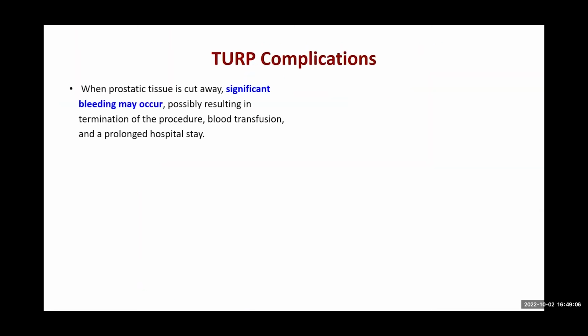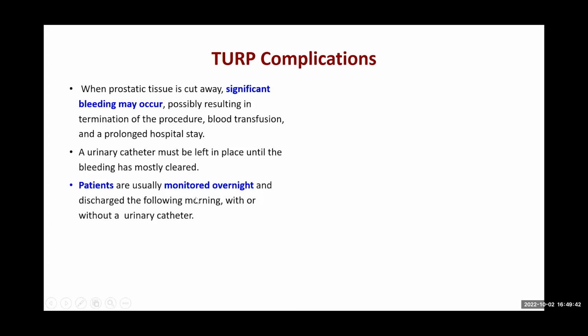Right, so there are some complications, obviously. When prostatic tissue is cut away, significant bleeding may occur, possibly resulting in termination of the procedure, blood transfusion, and a prolonged hospital stay. But it all depends upon the expertise of the surgeon, right? A urinary catheter must be left in place until the bleeding has mostly cleared. But if the surgeon is experienced, then it doesn't cause these complications, and you do not need a long hospital stay. Patients are usually monitored overnight and discharged the following morning with or without a urinary catheter.